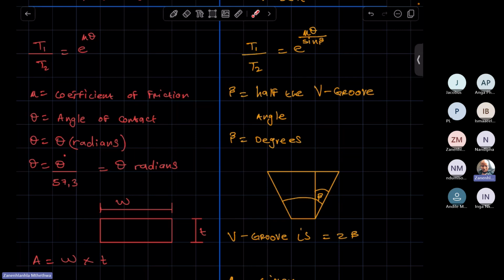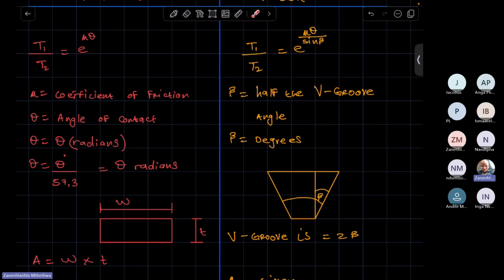Now from precision measurement, you should know this by now, that this angle is known as the included angle. So this angle here, being the included angle, we know as the V groove angle. And if you look at beta, beta will be half the V groove angle. That is why beta is known as half the V groove angle.